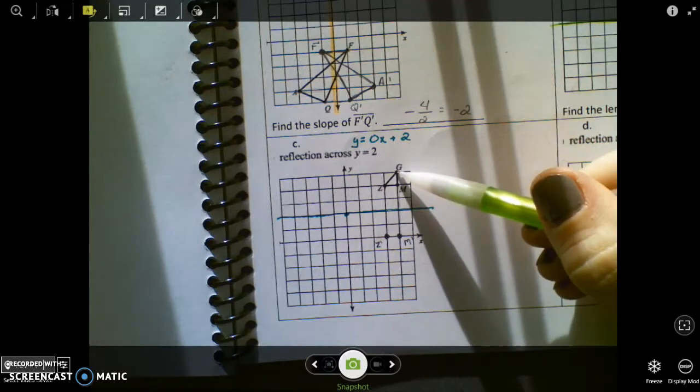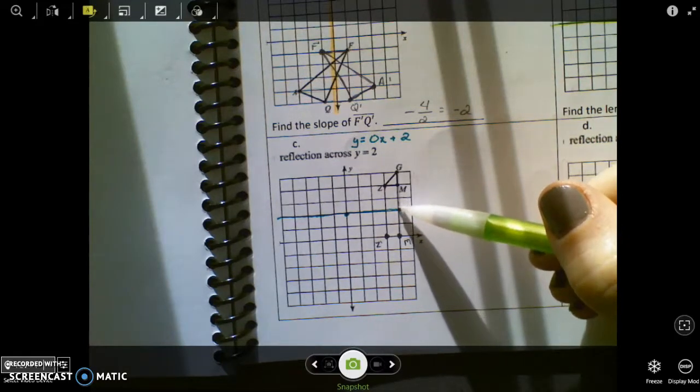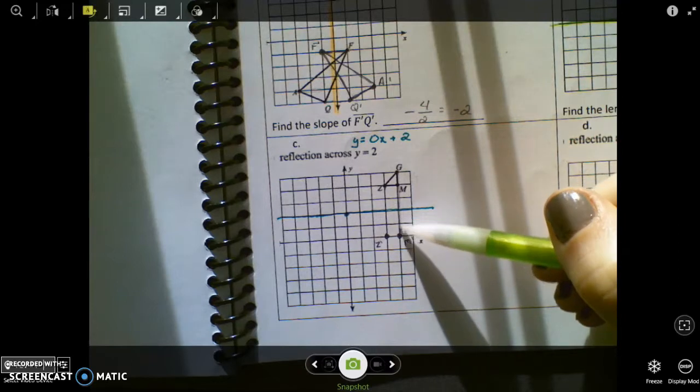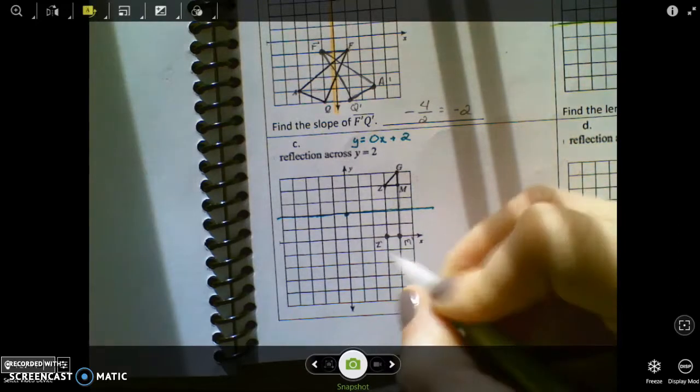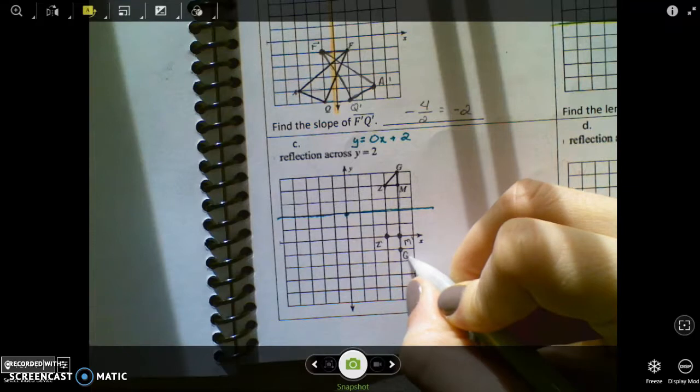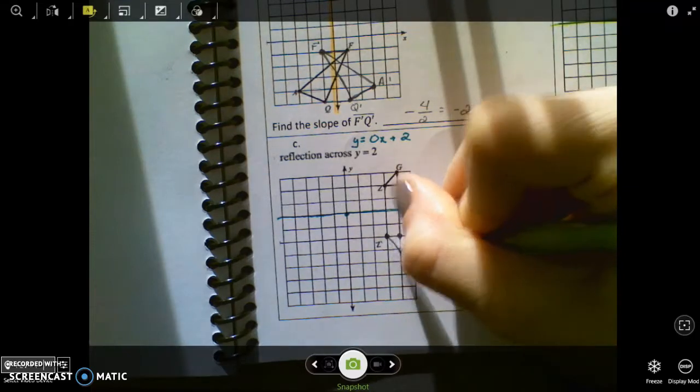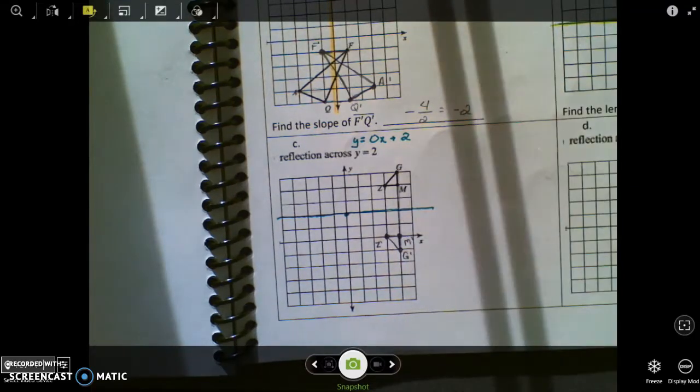And then we have point G, which is 3 above the horizontal line. So I'm going to go 3 below the horizontal line, putting G prime here. Connect your points. I don't want a bunch of points. I want the actual image.